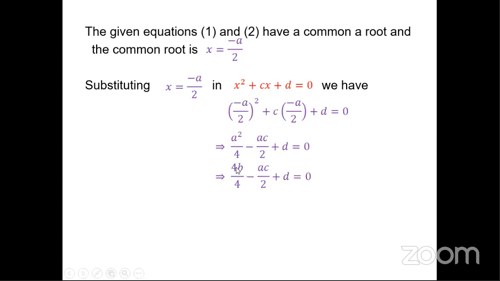Then take the LCM. Before we take the LCM, instead of a square, we will substitute 4b. Now, equation 3 in the previous slide, what we have seen, we got a condition from the first equation, isn't it? a square is equal to 4b. That condition we are substituting here in the place of a square. So 4b by 4, this 4 and 4 get cancelled. You will be left with b. Then you have ac by 2 as it is, and d. Then this b plus d I will keep on one side, and I'm just moving this ac by 2 to the other side.